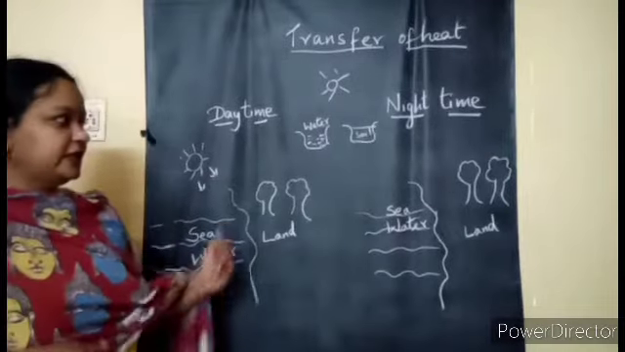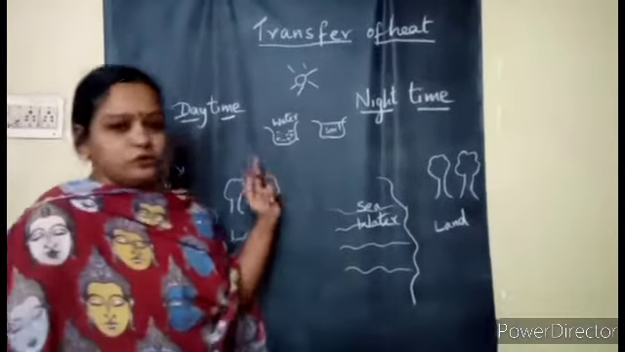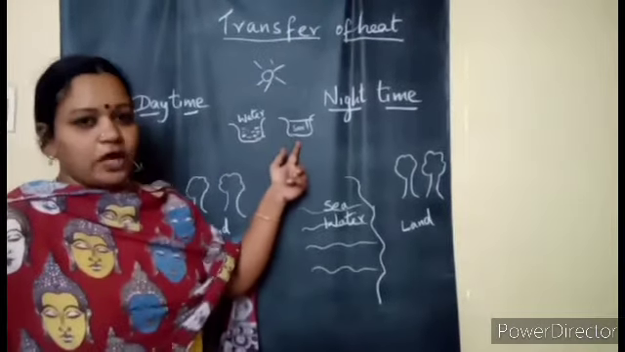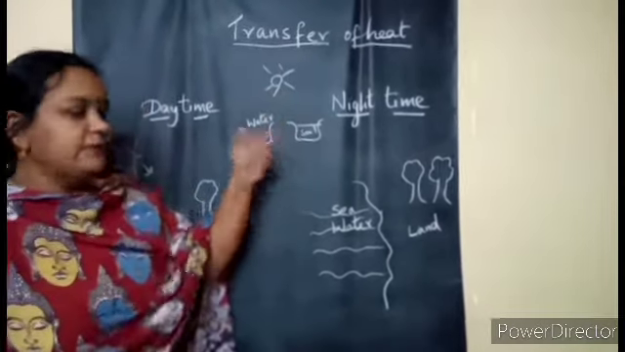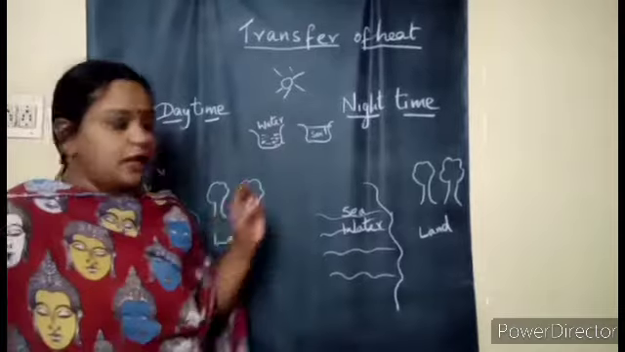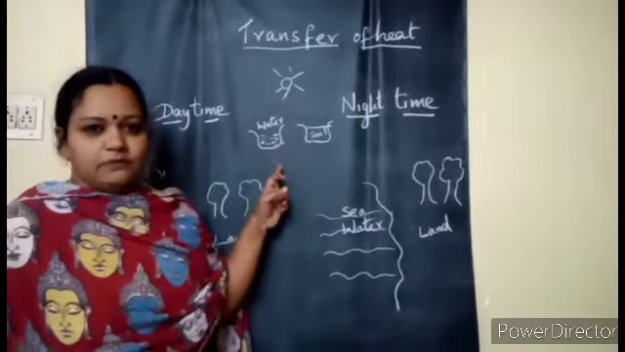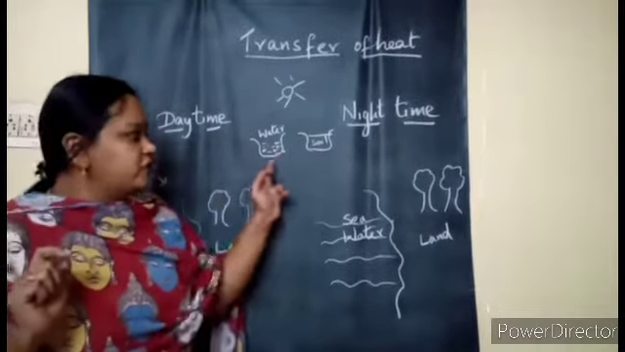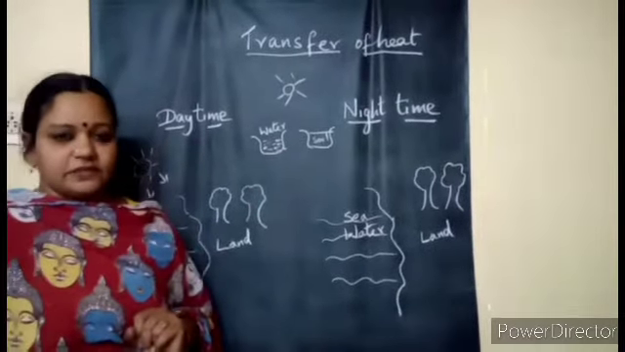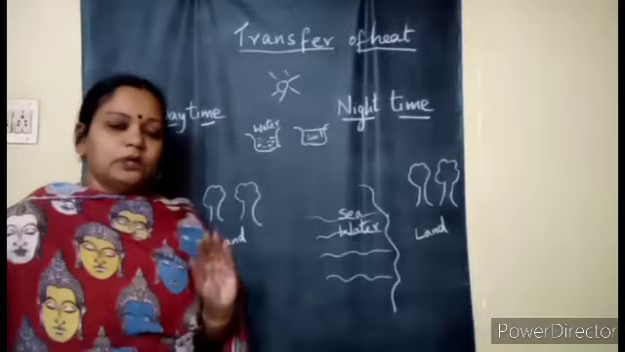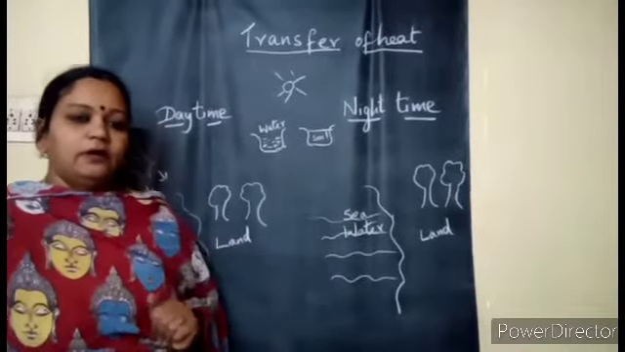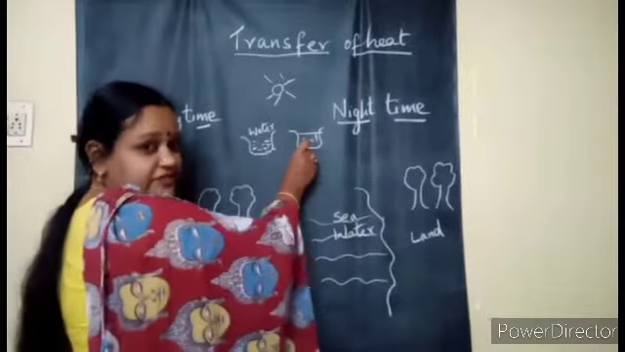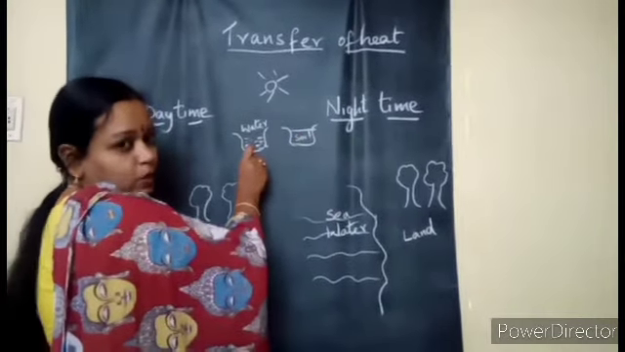Before starting that, see here there are two bowls, children. In one bowl, water is taken, and in another bowl you have soil. And you are keeping them under the sun. Now you tell me, for the same timing, 1 hour or 2 hours, you are going to keep both under the sunlight. Which one will become warmer first? Which one will remain colder compared to the other one? Very good. The soil will get heated up first compared to the water.